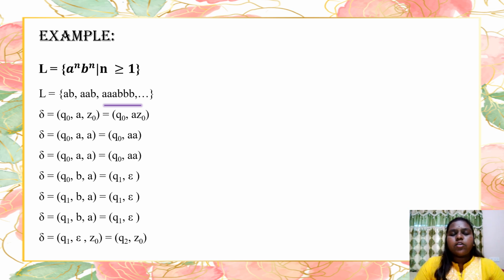We get q1 comma epsilon. As for each a, each b will be cancelled, so we get epsilon there. Next we have q1 comma b comma a. Again we get q1 comma epsilon. Again the same function will be repeated. Then we have the last function, q1 comma epsilon comma Z naught, which is the top of the stack symbol. After all the a's and b's are read, we get q2 comma Z naught.